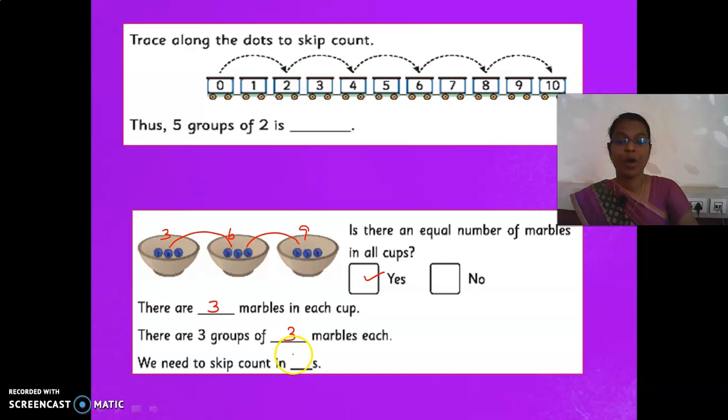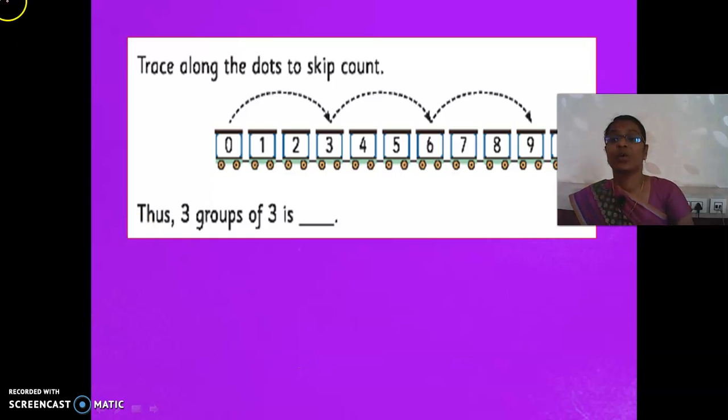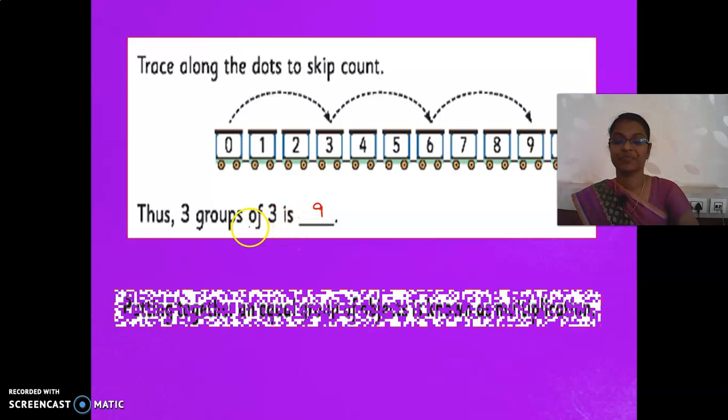We need to skip counting 3's. Now trace along the dots to skip count. You can use a number kit here. So they have 3, 3, 3. So 3 here. What is the total answer we have got? We have got the answer as 9. So I am repeatedly adding 3 times.